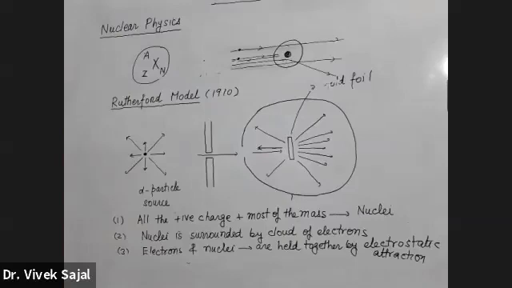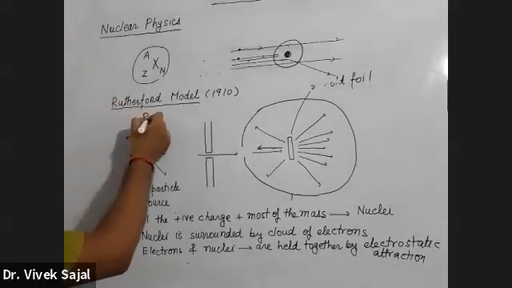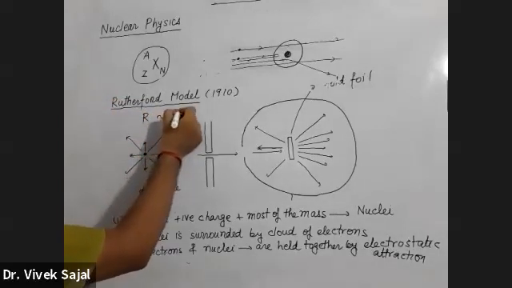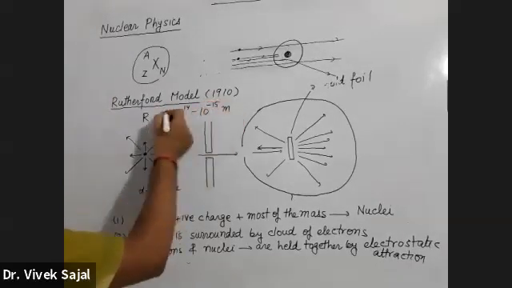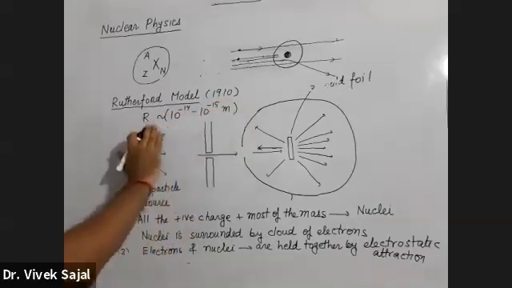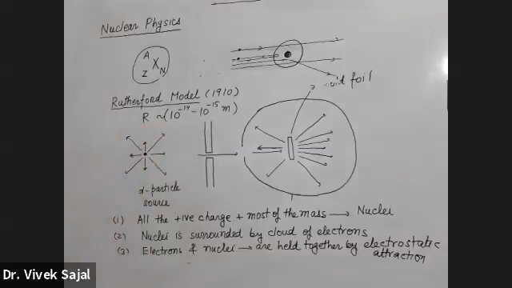All results were explained by Rutherford in this way, and with the help of this type of hypothesis, he was able to find out the order of the size of the nuclei. With the help of this experiment, he found that the radius of the nuclei is 10 to minus 14 to 10 to minus 15 meter. First time someone was able to find out that the radius of nuclei is of the order of 10 to minus 14 to 10 to minus 15. This was an important result from this experiment.